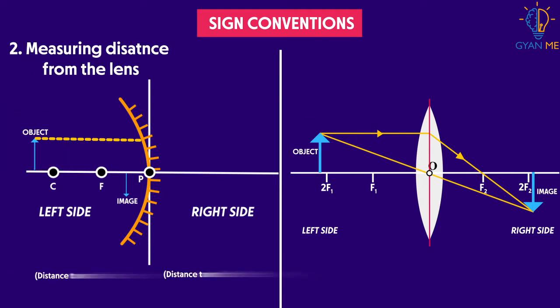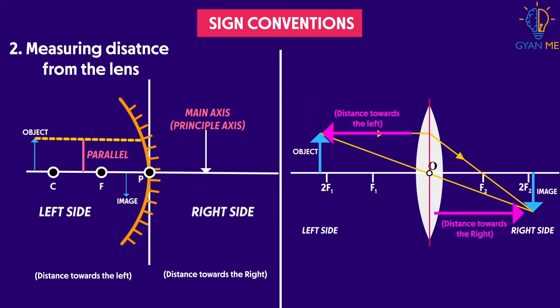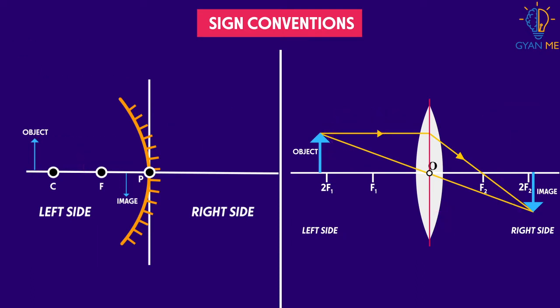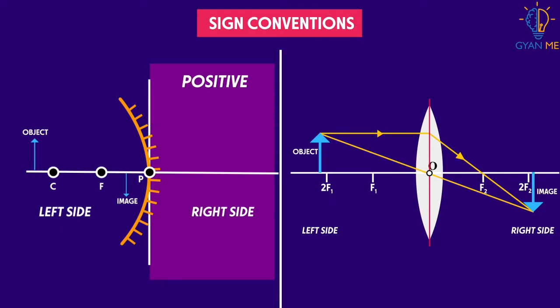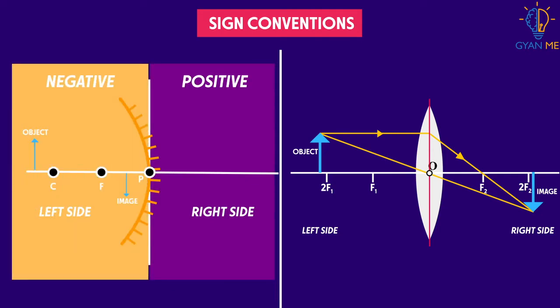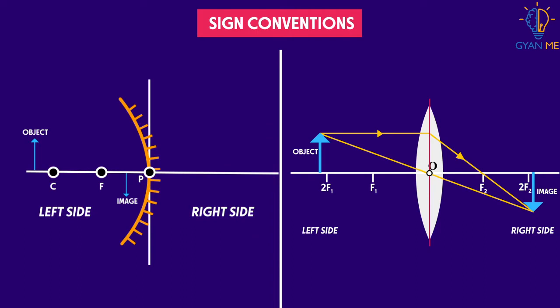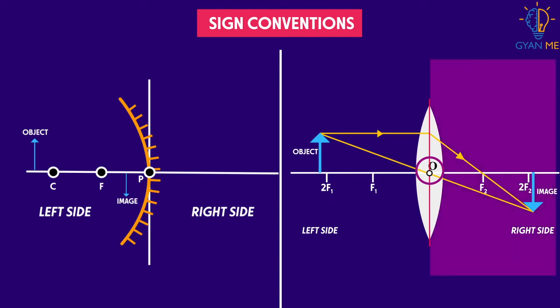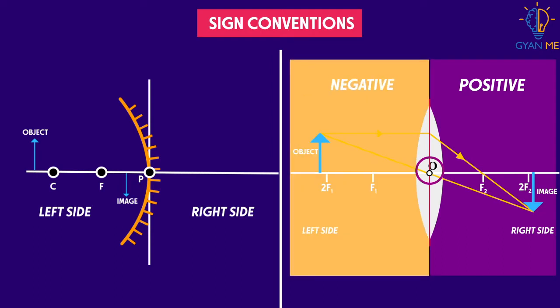Recall how we measured all the distances from the mirror. Yes, all distances were measured parallel to the main axis of the mirror. And the same is true for lens as well. Here also, we measure all distances parallel to this principal axis. The distance to the right of the pole is positive and distance to the left of the pole is negative. But wait, remember that for lens, we take into account its optical center and not its pole. So the distances from its optical center towards right are positive and towards left are negative.